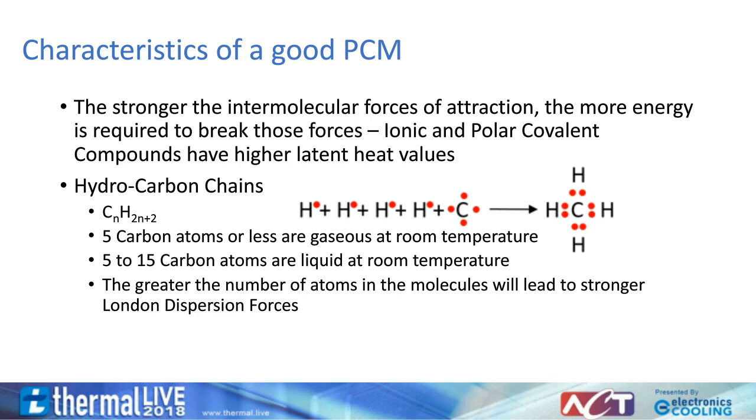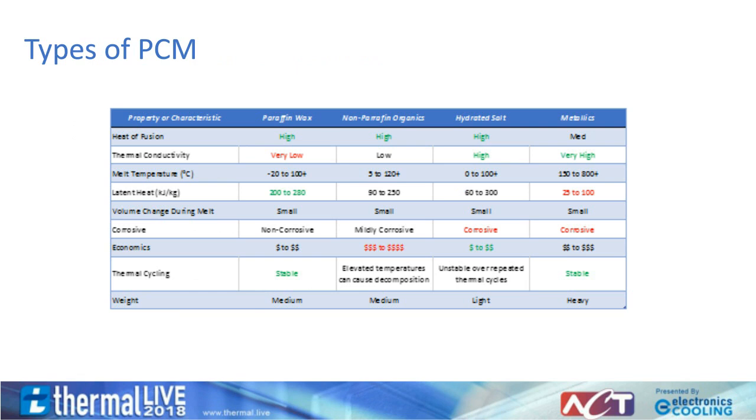Here, we see a graph of the typical phase change materials. Paraffin waxes, otherwise known as hydrocarbons, have a relatively high latent heat value that can range from 200 kilojoules per kilogram to 280 kilojoules per kilogram. They, however, are poor thermal conductors.